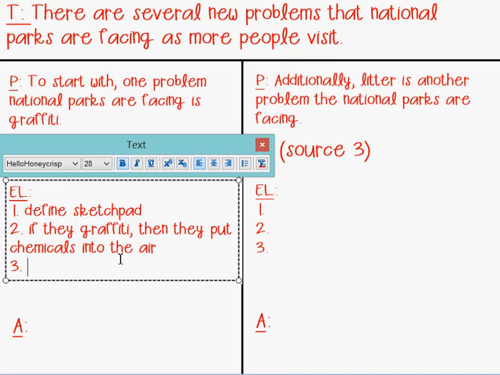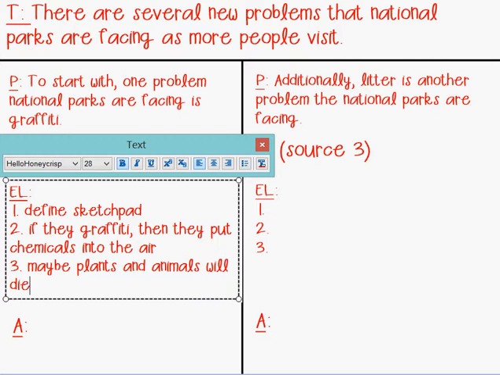So here I'm going to start with the word maybe. That's the word I'm going to choose. And I'm going to talk about how maybe plants and animals will die because air isn't clean. If there's chemicals in the air and plants and animals need those to survive, they need oxygen, they might die, they might get hurt, they might get sick because that air isn't clean. So I can go from sentence 3 on my notes of plan, and I can then put it into a sentence and expand it a little bit.